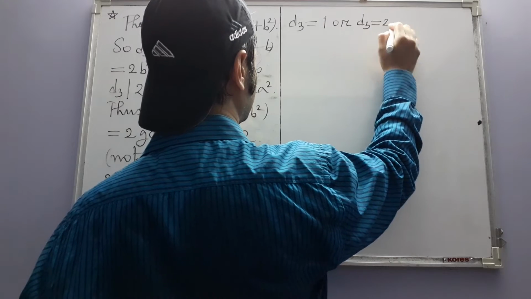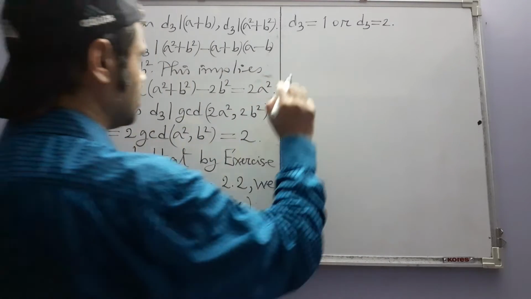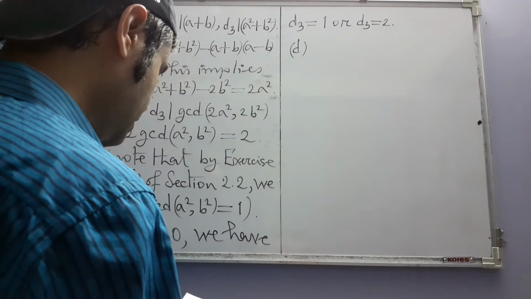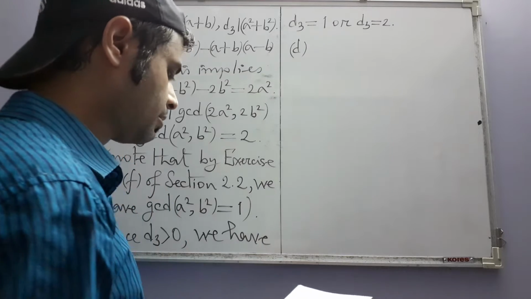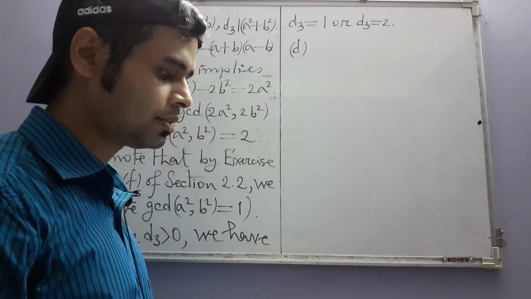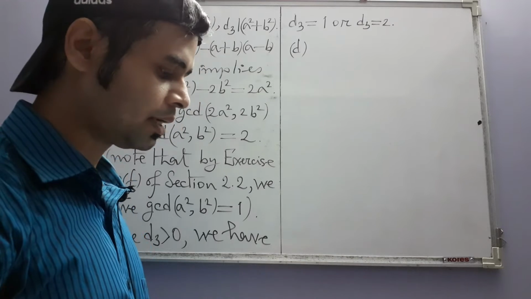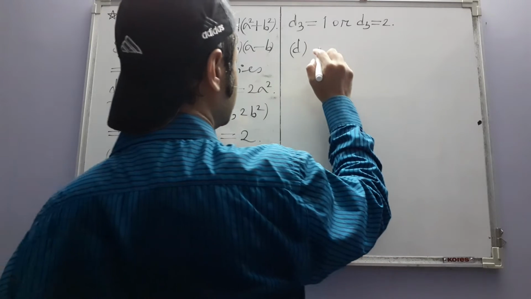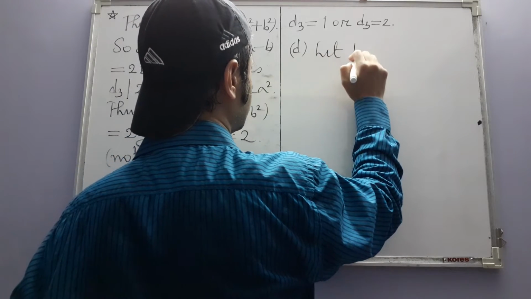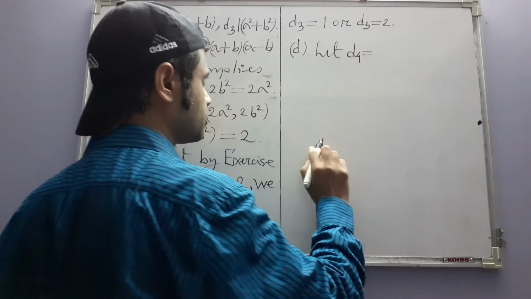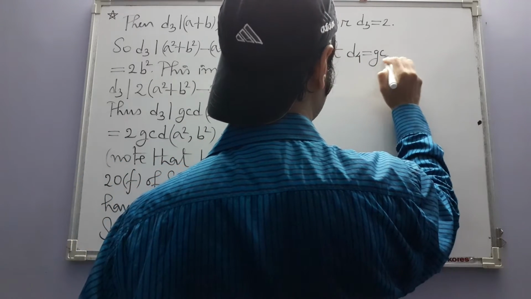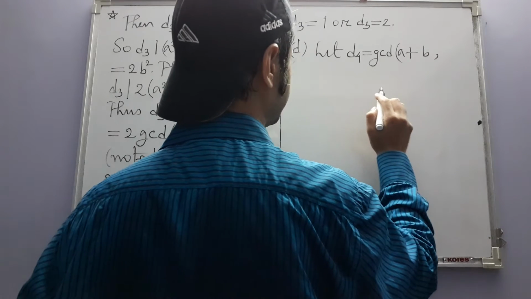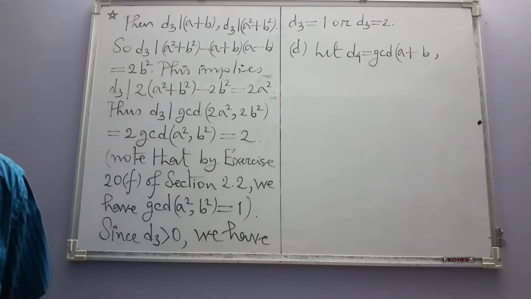Or T3 equal to 2, and that completes part C. Now finally we come to part D, and in this case we are to show that the greatest common divisor of a plus b and a squared minus ab plus b squared is either 1 or 3. So we start by naming this GCD a plus b, and it looks weird to write it this way.